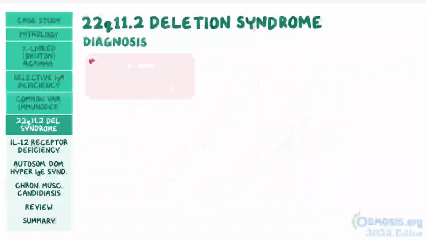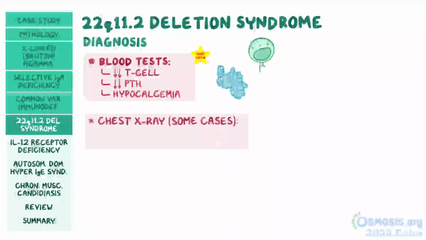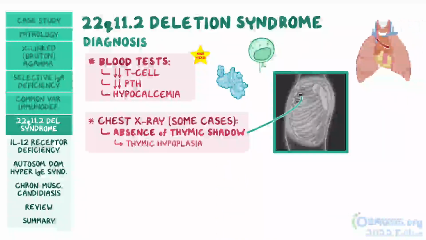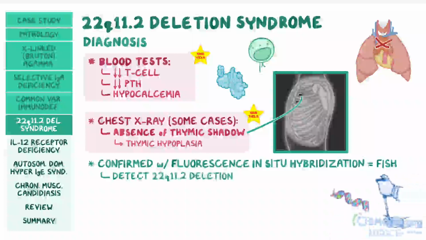Diagnosis begins with blood tests revealing decreased T-cell levels, low parathyroid hormone, and hypocalcemia. It's also important to know that a chest X-ray, in some cases, can reveal the absence of the thymic shadow, which indicates thymic hypoplasia. Finally, diagnosis can be confirmed with fluorescence in situ hybridization, or FISH for short, which is a type of genetic testing able to detect the 22q11.2 deletion.